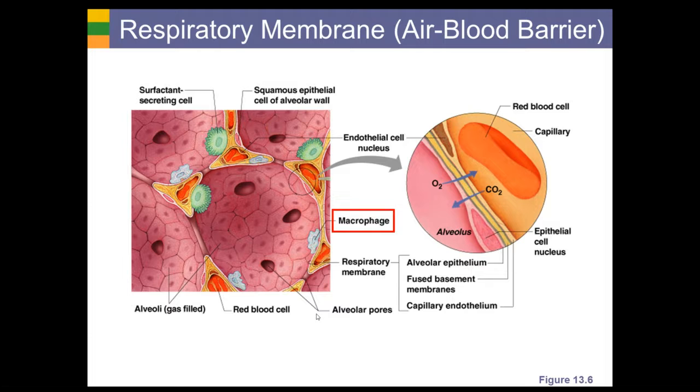I'll also point out, although I won't go into any detail at this point, that there are these cells called surfactant secreting cells. They secrete substances that are sort of like soap, and it reduces surface tension so that when we exhale, our lungs don't collapse. And I'll talk about that as we get toward the end of the respiratory system.